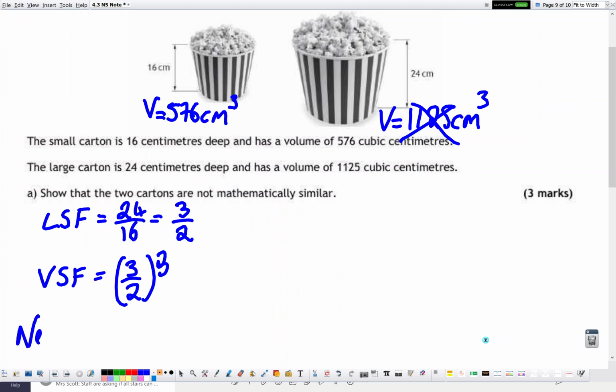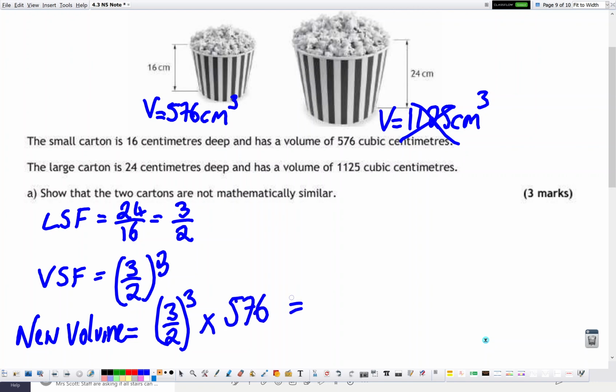Big volume, or new volume, if these were mathematically similar, is going to be 3 over 2 cubed. Remember to use brackets, times by 576. So brackets, 3 divided by 2, close brackets, cubed. Remember, do cubed, not squared, as I just made a little mistake myself doing that in my calculator, very easy to do, times by 576. Okay, and the answer you get is 1944 centimetres cubed.